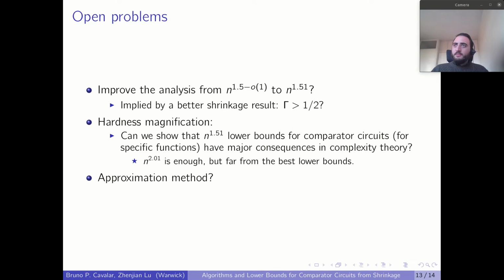And finally, a question that I'm personally more interested in is about the approximation method. The largest restricted circuit class that the approximation method of Razborov is capable of capturing is the class of non-deterministic branching programs, which are simulated by comparator circuits. So I'd be interested in knowing whether the approximation method can also be used to study comparator circuits, and perhaps even be used to prove a lower bound for majority in this model.